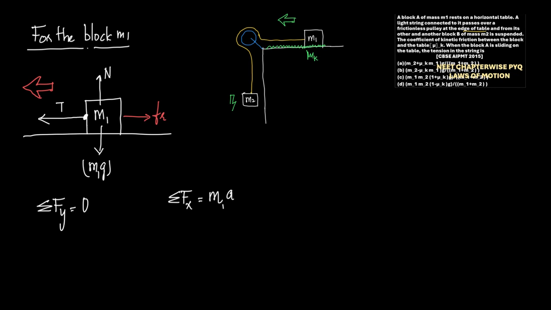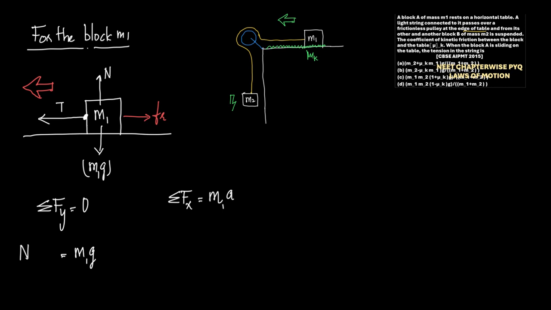Now, what does sigma fy equal to 0 mean? Look at the forces acting in the y direction, N and m1g. N vertically upwards would be balanced by m1g vertically downwards. Sigma means sum, so we can write here that N is equal to m1 into g.